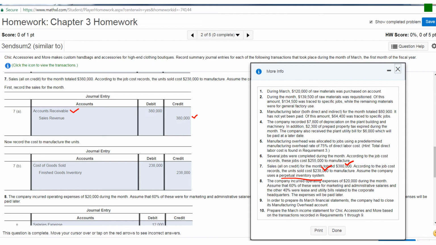That's for the sale. So then for the cost of the sale or the cost of goods sold, you're going to debit cost of goods sold for the cost, which is $238,000, and simply credit finished goods since you're moving it out of the warehouse, again for $238,000.